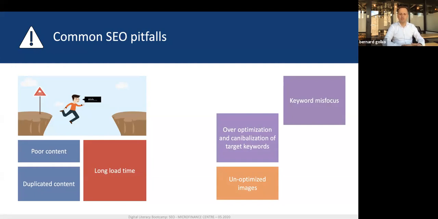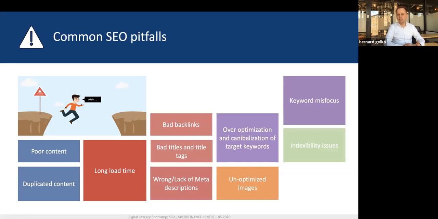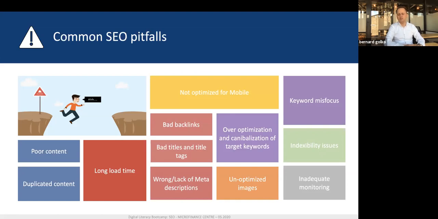Over optimization and cannibalization of target keywords, indexability issues, so lack of proper links between the websites, lack of website maps, bad backlinks, bad titles and title tags, wrong or lacking meta descriptions. We have 2020 and still lots of pages are missing the right meta tags. Not optimized for mobile is one of the biggest sins, I would say, and inadequate monitoring.